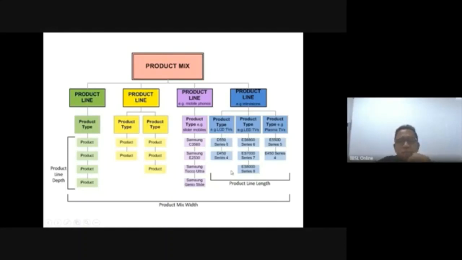So the product line depth here is fairly deep, and the product mix width is also very wide because you have different product lines. If you take an FMCG brand like Procter & Gamble, there are many product lines, and the product line depth is very deep.